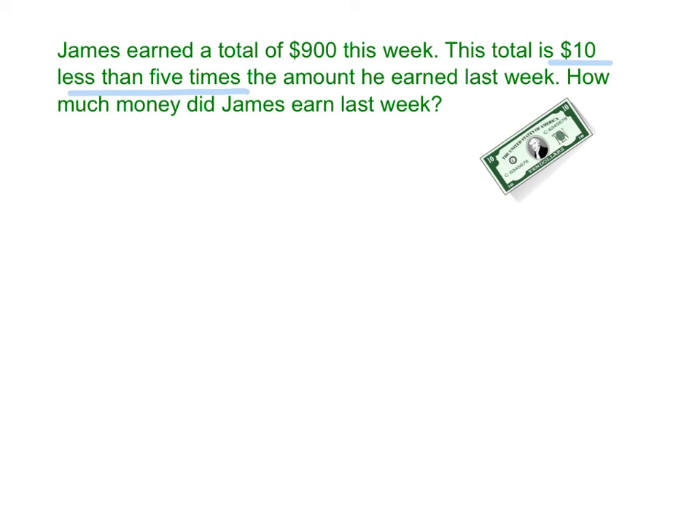So how that looks, 5 times something, 5 times x is our something, $10 less than it is 5x minus 10. A lot of people want to go 10 minus 5x there because it says 10 less first. But think of 10 less than something. This is 10 less than the 5x. It says he earned a total of $900. So our two-step equation there is 5x minus 10 equals 900.